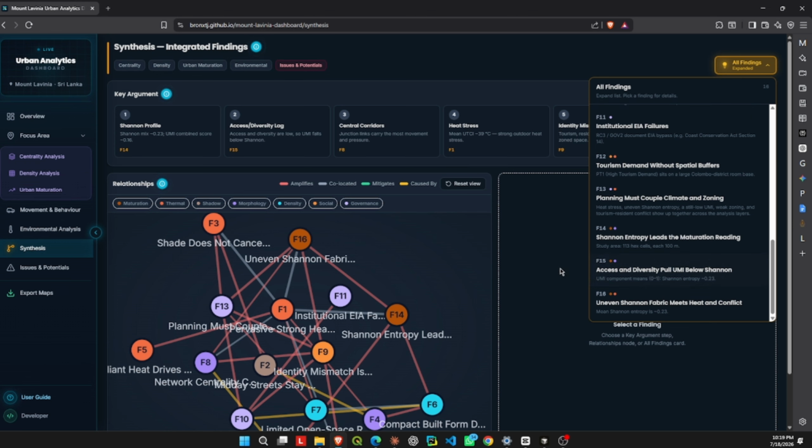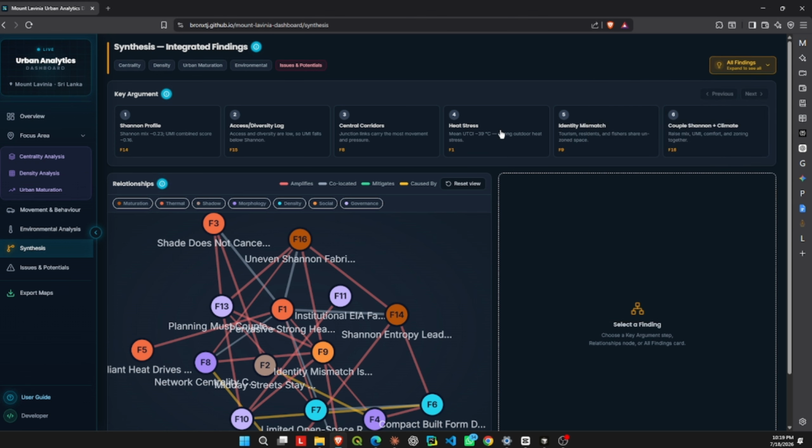Our story is related to these main key arguments. There are six. The first one is the Shannon profile, or the maturation, yeah, maturation. The interpretation is not going to take a long time. The basic interpretation is that Shannon is a stronger maturation signal.